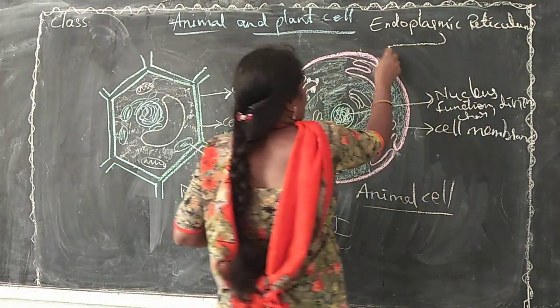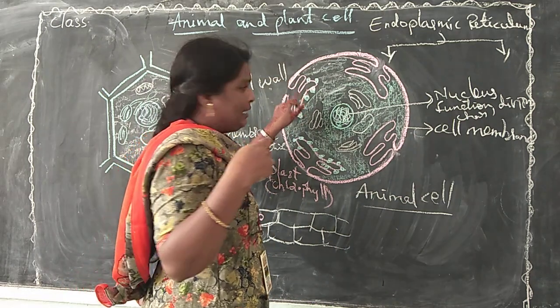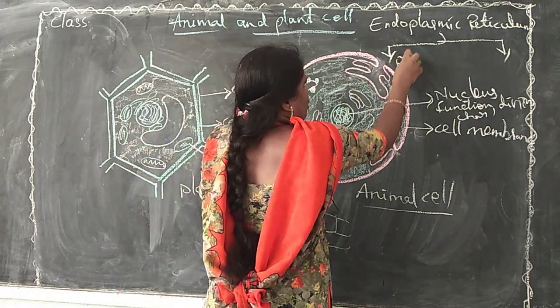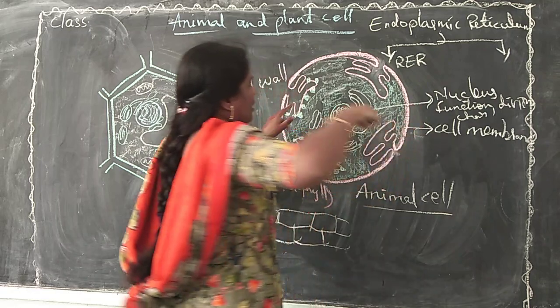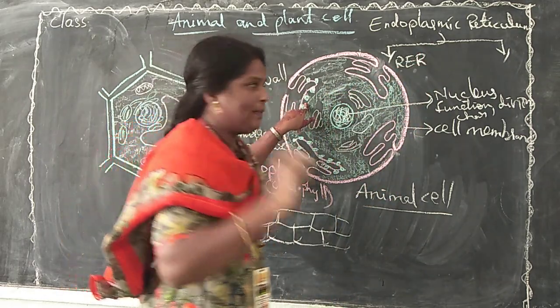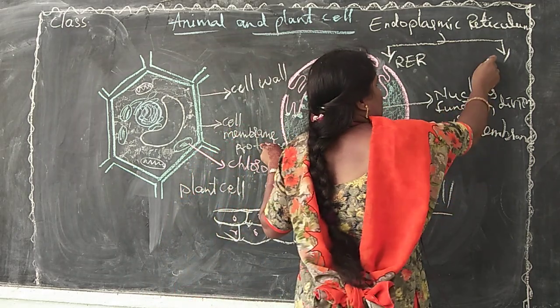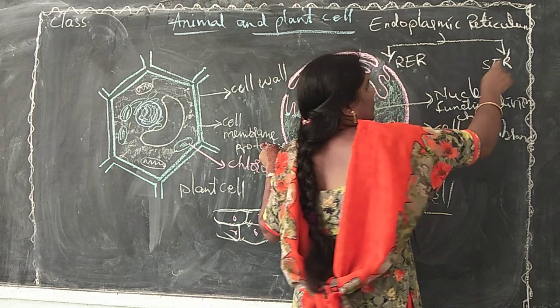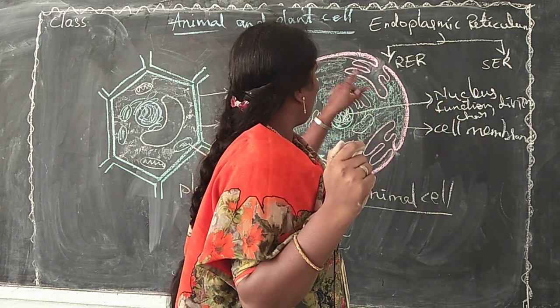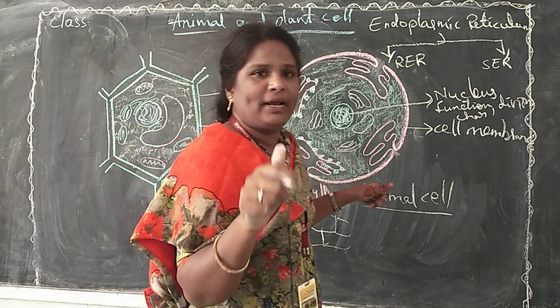Here some granules are present. This is the rough endoplasmic reticulum. Rough endoplasmic reticulum means granules are present. This one has no granules. This is the smooth endoplasmic reticulum. What is the role of these two? What is the role of the endoplasmic reticulum?